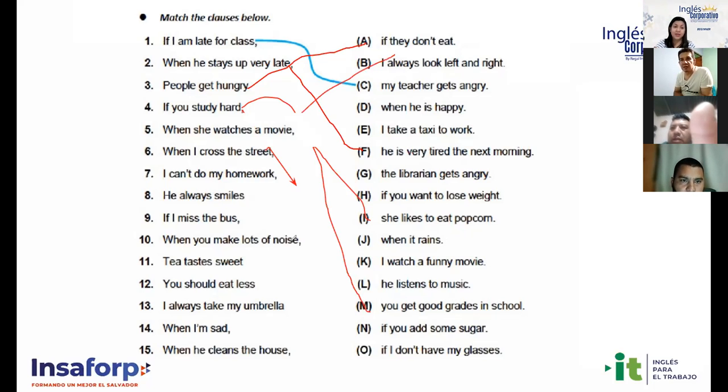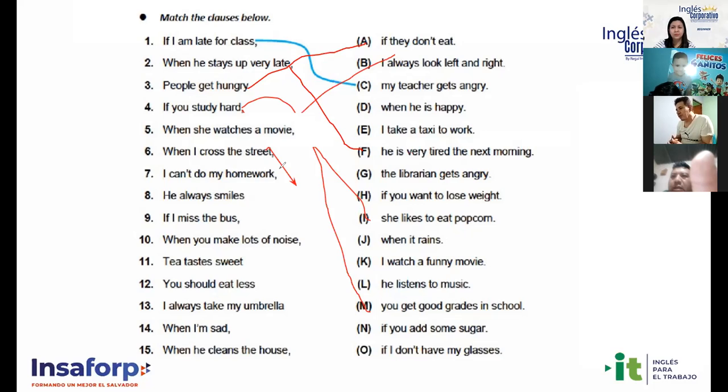A la izquierda y a la derecha, okay? I can't do my homework. Librarian gets hungry. No, no puedo hacer mi tarea. Watch movie. And if I don't have my glasses? If I don't have my glasses because I don't see. He always smiles. He listens to music. No. He listens to music. He always smiles. When he's happy. When he's happy, exactly.